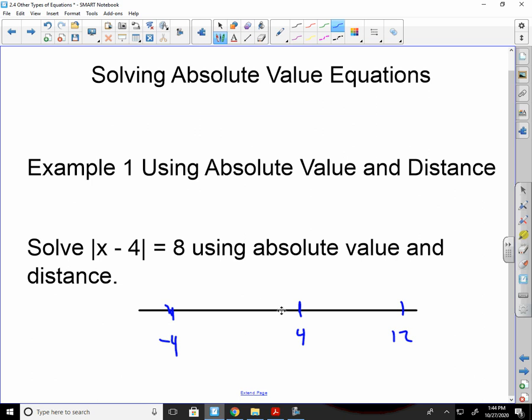And so just by looking at this, I can see that it's true. I'm 8 away here, and I'm 8 away here. If I plug those values in, 12 minus 4 is 8. Absolute value of -4 minus 4 equals the absolute value of -8, which is 8.